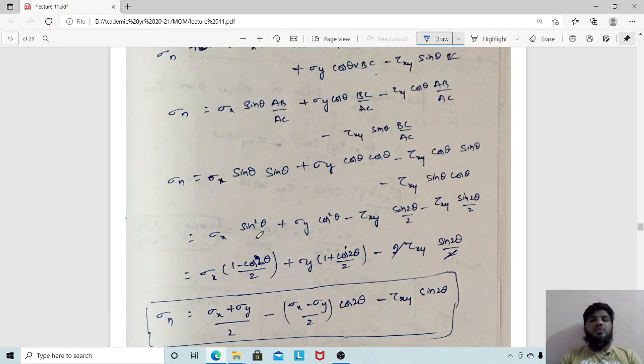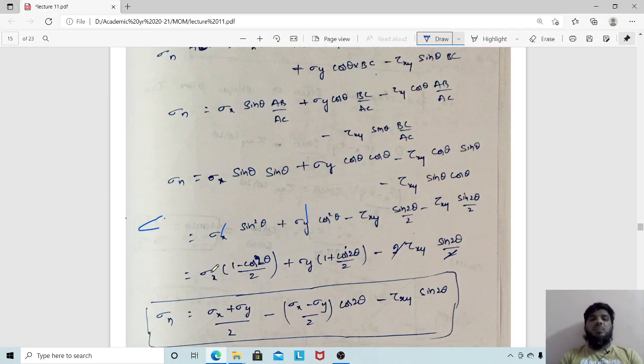If sigma x and sigma y are equal, we can take it as 1 because sin square theta plus cos square theta is 1. But here we are considering that sigma x and sigma y are not equal. That's the reason we have to change it to 1 minus cos 2 theta by 2 and 1 plus cos 2 theta by 2.